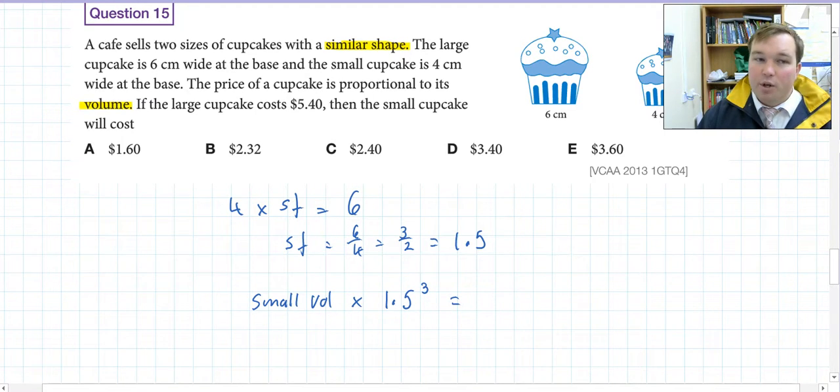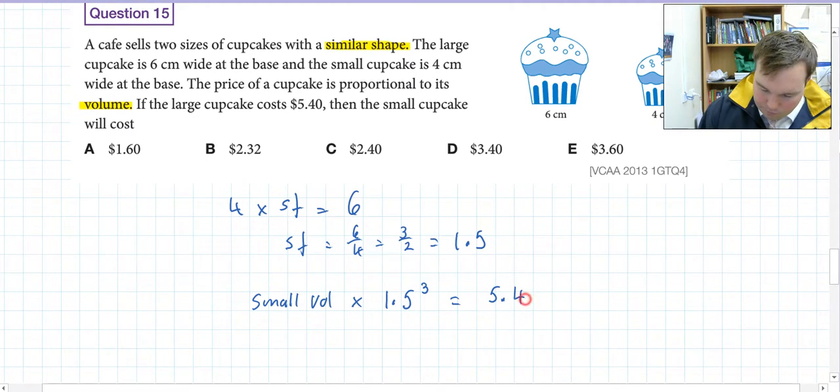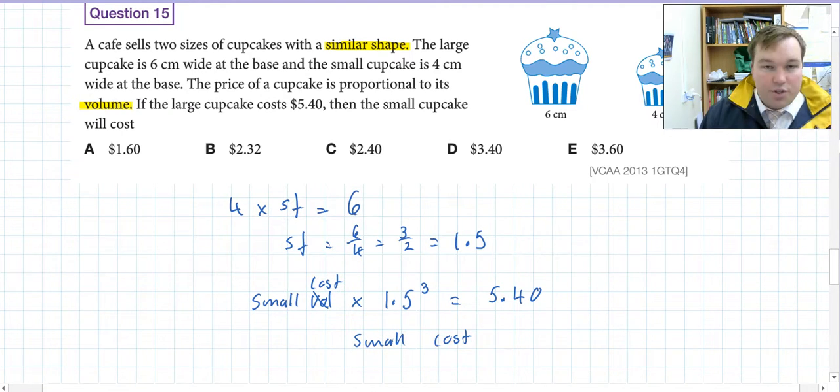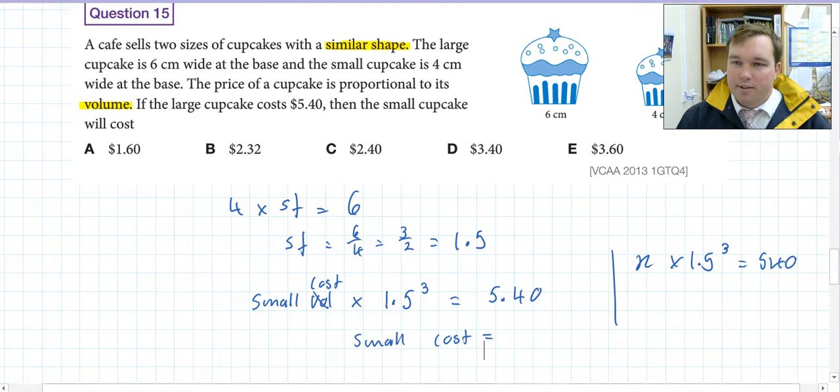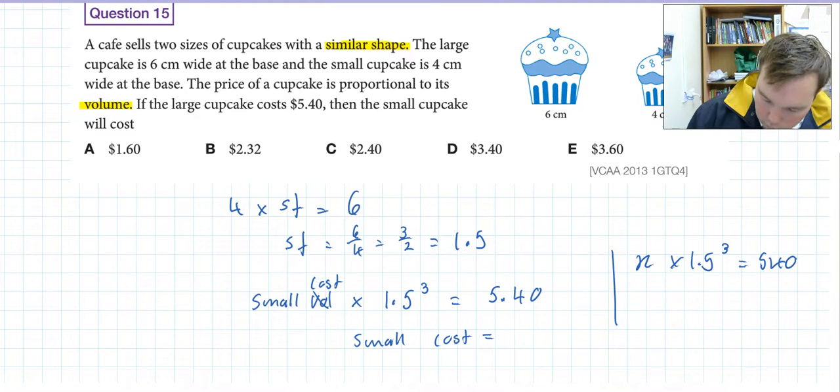We're not actually working with volume, we're working with cost, so we're told the large one costs $5.40. So the question is, what is the small volume, or in this case, cost? Small cost, you could just let it be x, and we would have an equation that looks like this: x times 1.5 cubed equals 540. Solve for x. Small cost will equal $1.60.